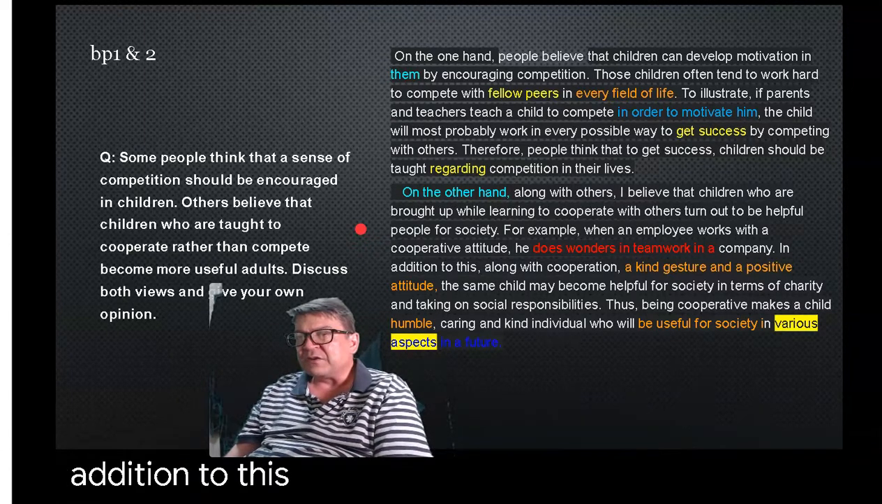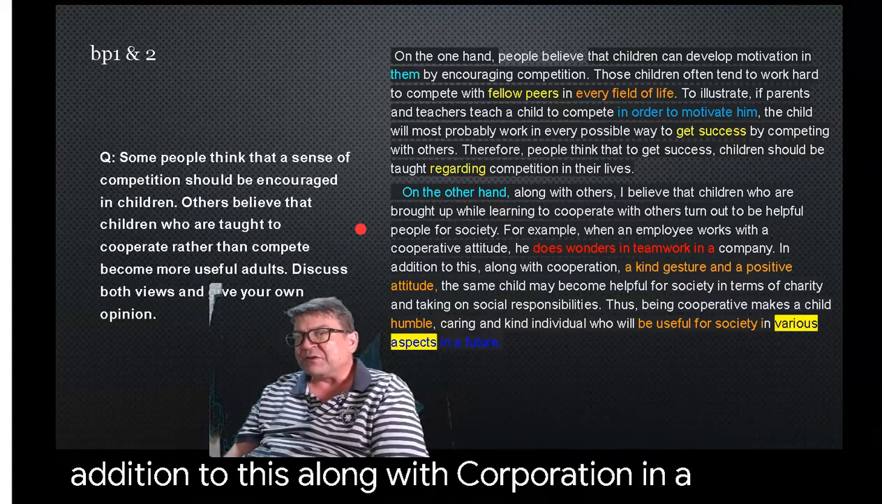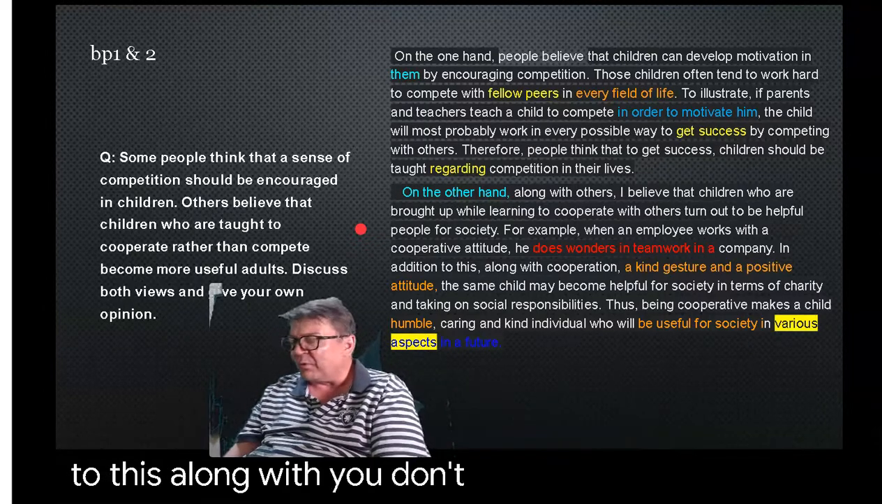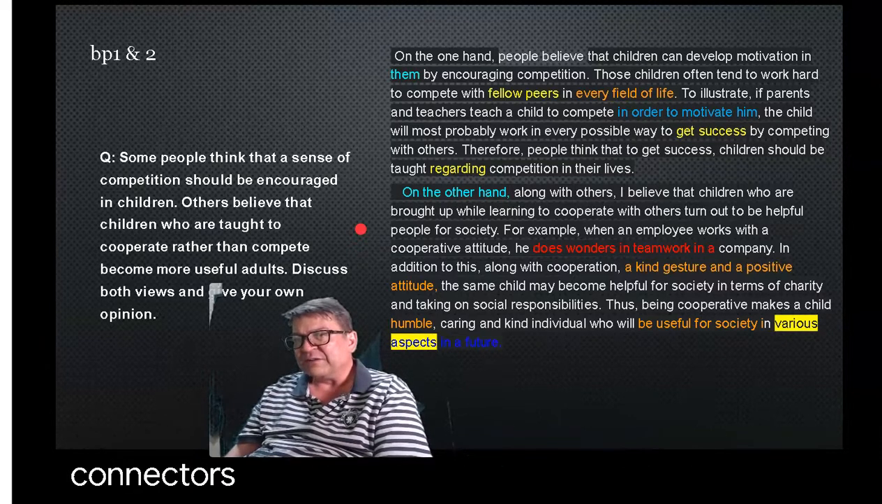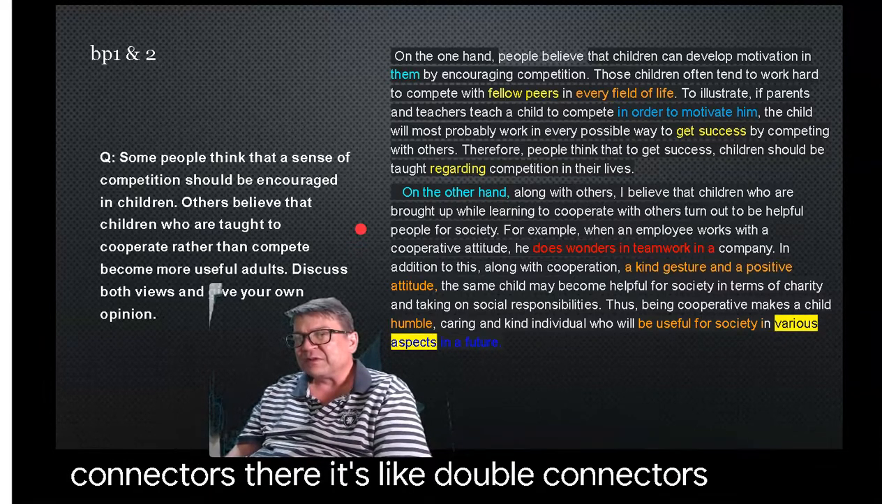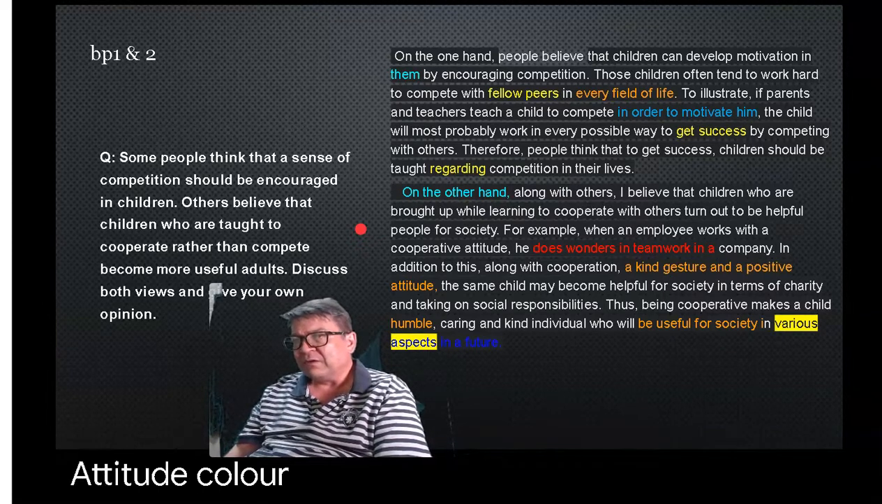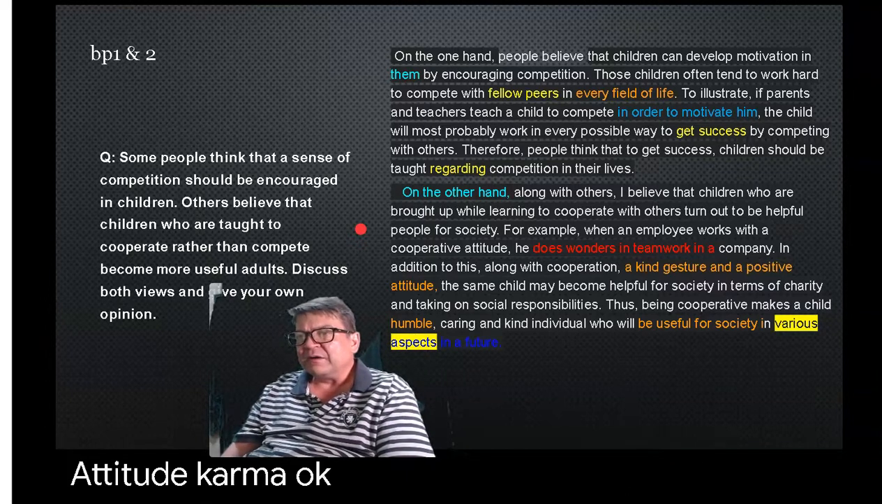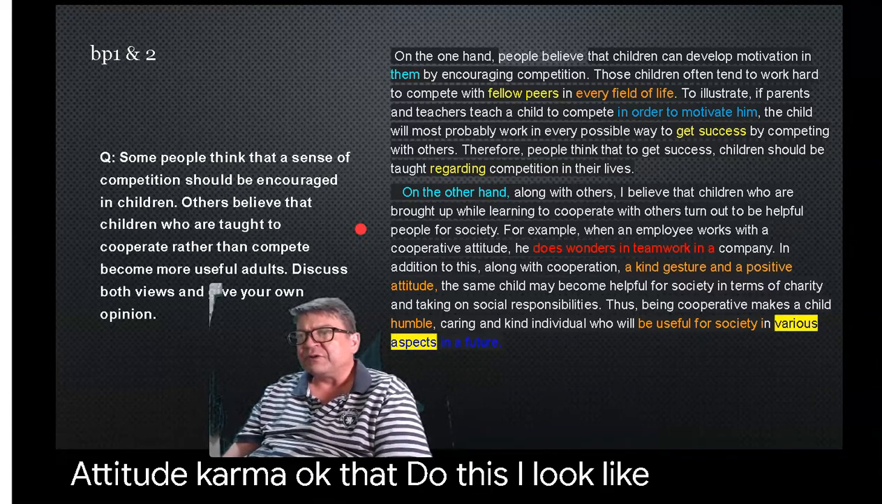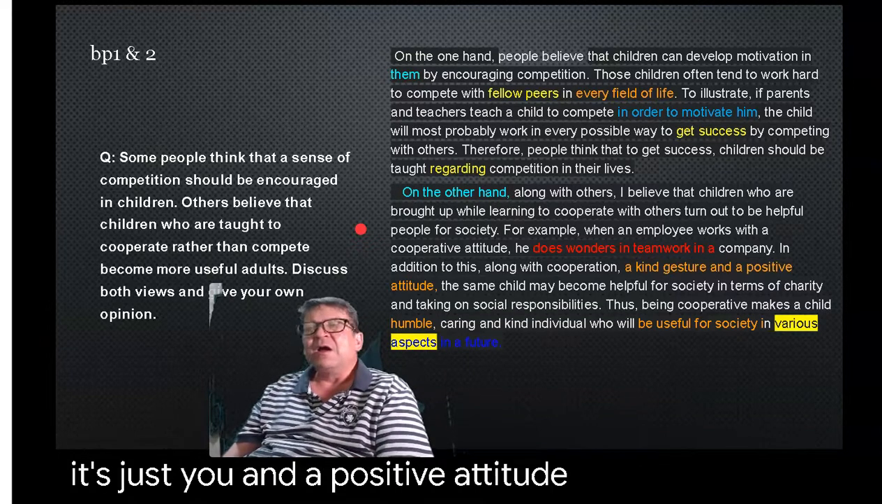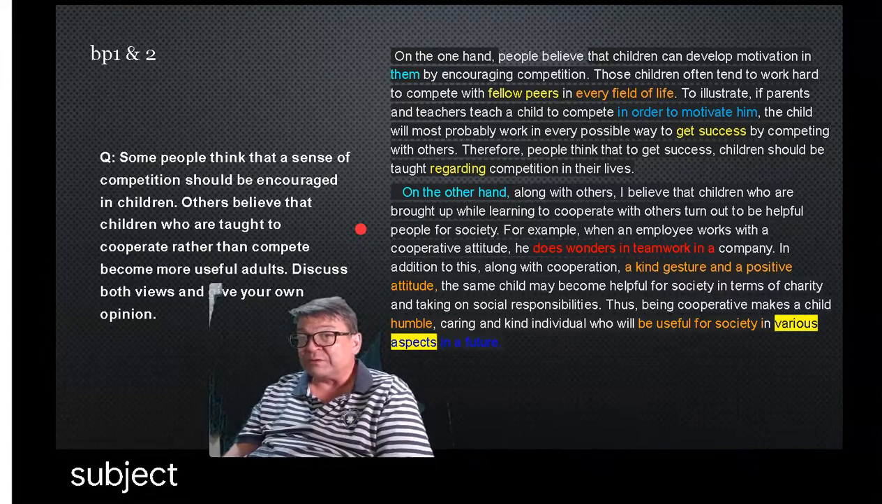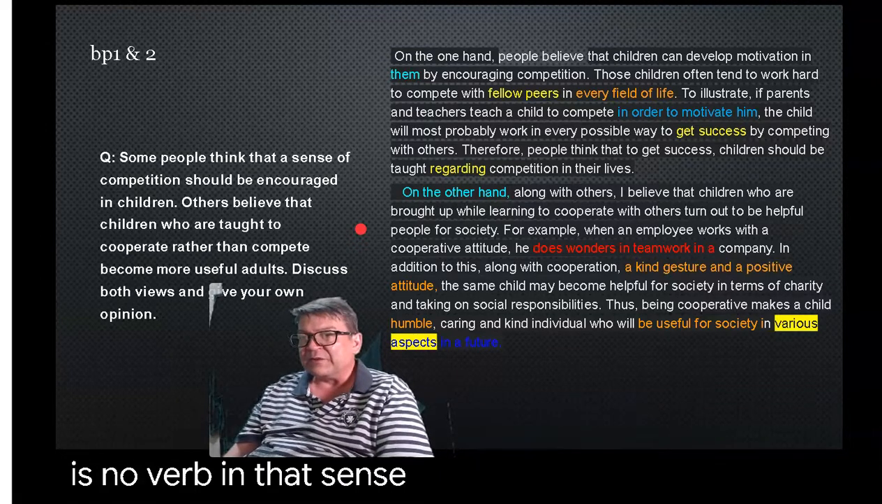"In addition to this, along with cooperation," you don't need both of those connectors there. It's like double connectors. "Along with cooperation, a kind gesture and a positive attitude," comma. You still haven't gotten to the subject of that sentence. Okay, there's the subject: a kind gesture and a positive attitude. We'll do what? There's no verb in that sentence. Oh, wait, there's more coming.